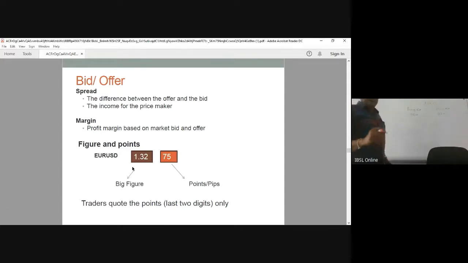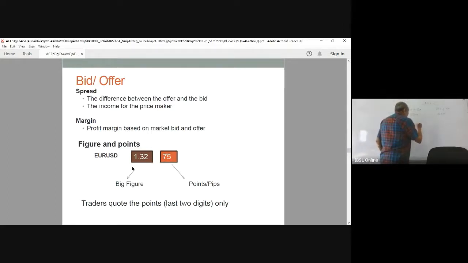Then if you take Euro US dollar rates, right? Euro US dollar. What's the rate these days? Roughly 132.75. To this figure we say, this is the big figure.